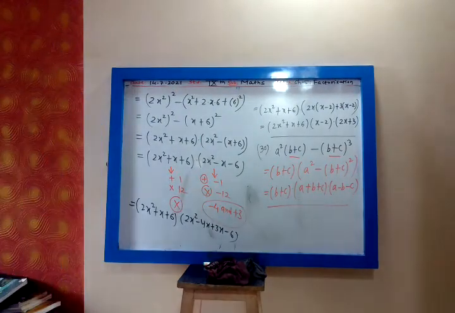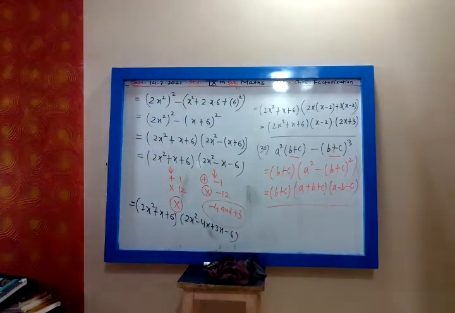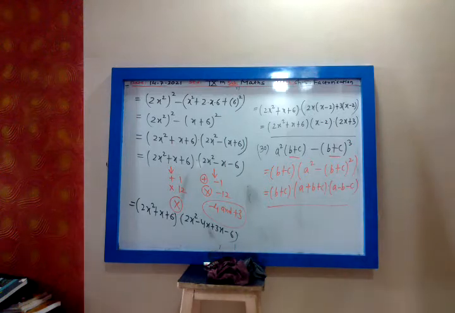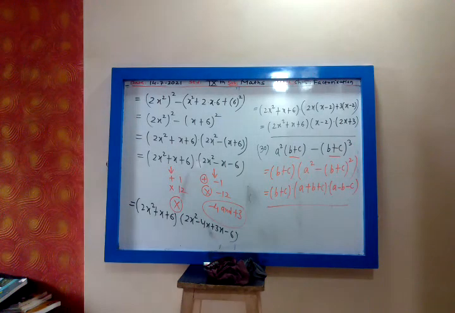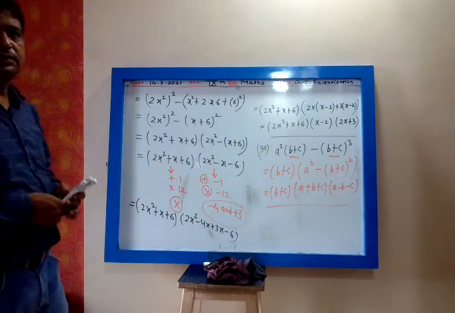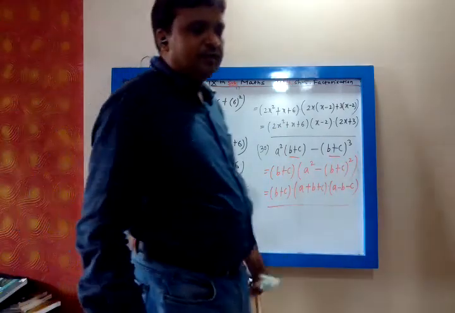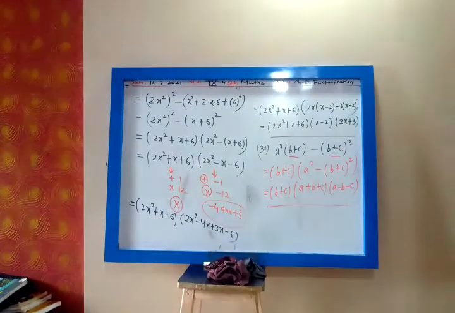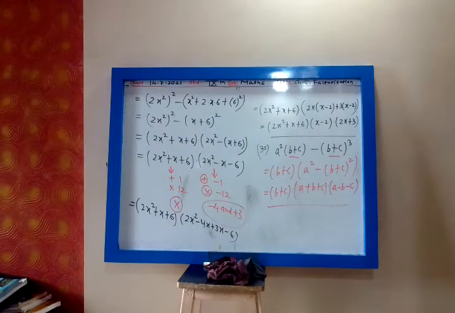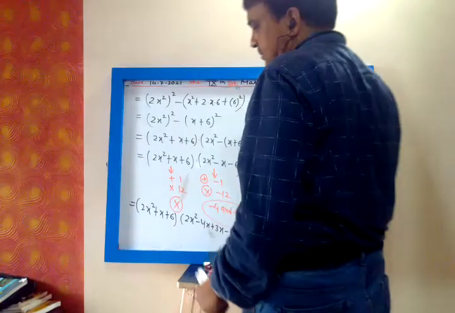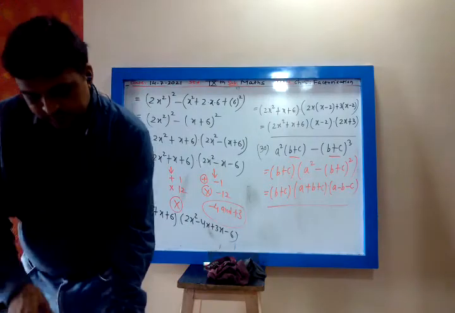A square minus b square. So the fourth type is difference of the two squares. Difference of the two squares means the a square minus b square formula, and a square minus b square is (a plus b) into (a minus b).